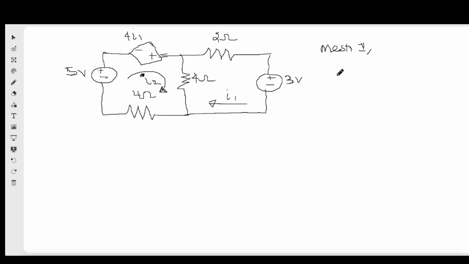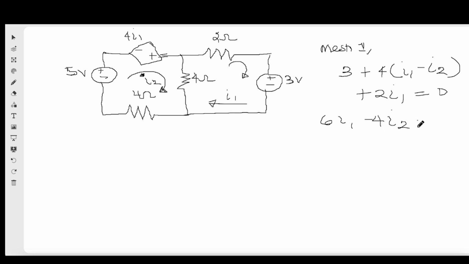So mesh 1 gives what? When it is entering this source, we have 3. Then when it gets to this 4, we have plus 4 bracket I1, since I1 is going in that direction, but I2 is going in the opposite direction, right? Then plus 2 I1 equals 0. So if I write this, I should have 6 I1 minus 4 I2 equals minus 3. That's equation 1.